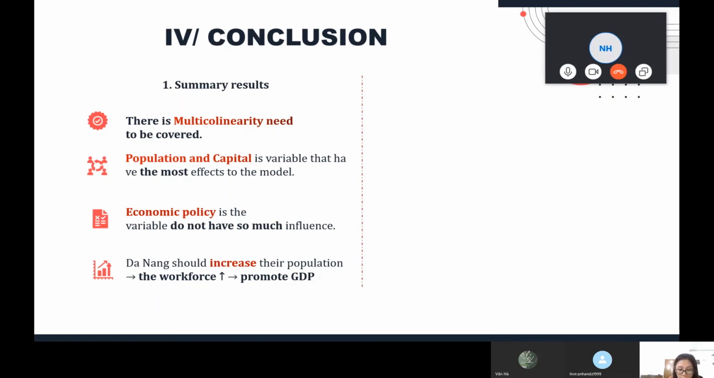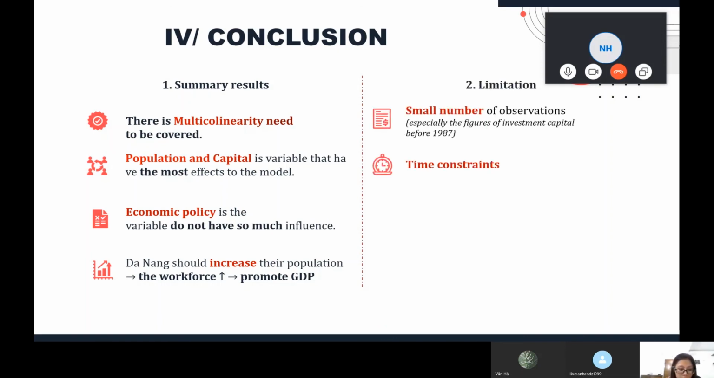However, we have some limitations in research and expansion. The first is that because of the small number of observations, especially the figures of investment capital before 1987 are too small, which significantly affects the research result as well as the actual testing. The second is that due to time constraints, the model as well as the variables that the team chose have certain limitations. This is the end of our presentation, and thank you for listening.